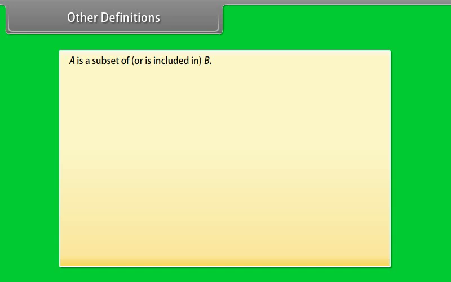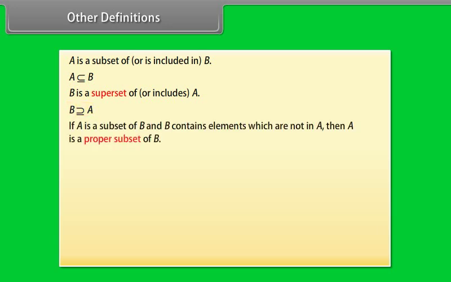Other definitions. A is a subset of or is included in B, denoted by this symbol. B is a superset of or includes A, denoted by this symbol. If A is a subset of B and B contains elements which are not in A, then A is a proper subset of B.